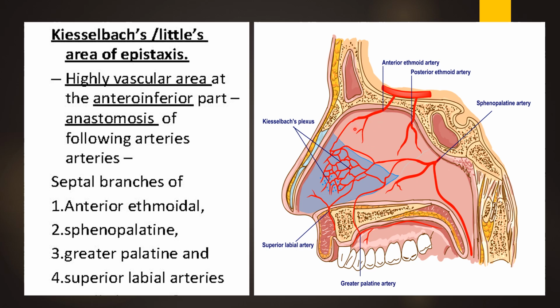Then we have the sphenopalatine artery. Then we have the greater palatine artery. And then we have the superior labial branch of the facial artery. These four arteries are basically forming anastomosis at the anterior inferior part of the nasal septum. And this area is known as the Little's area, and the plexus formed by them is known as the Kesselbach's plexus. So that is the most common site from where the nosebleeds occur.